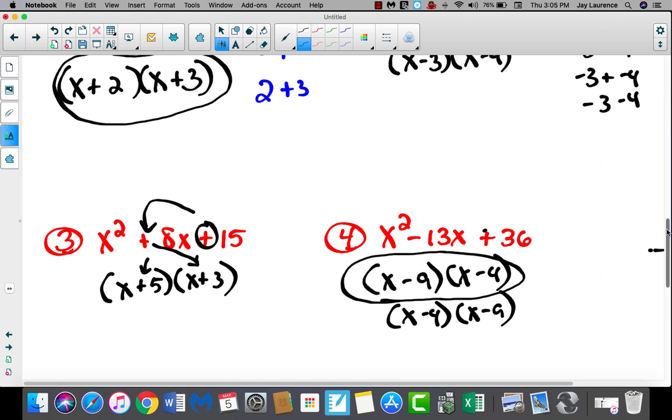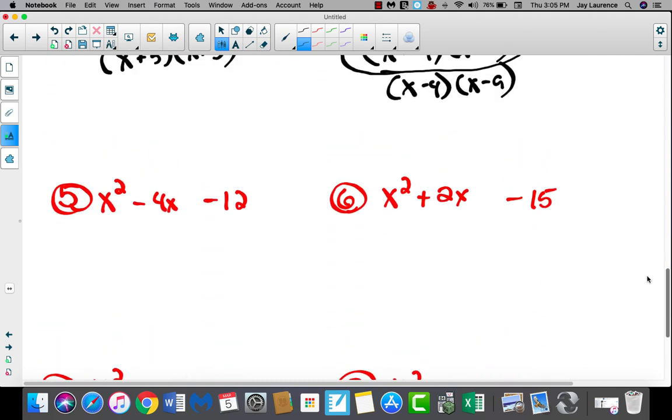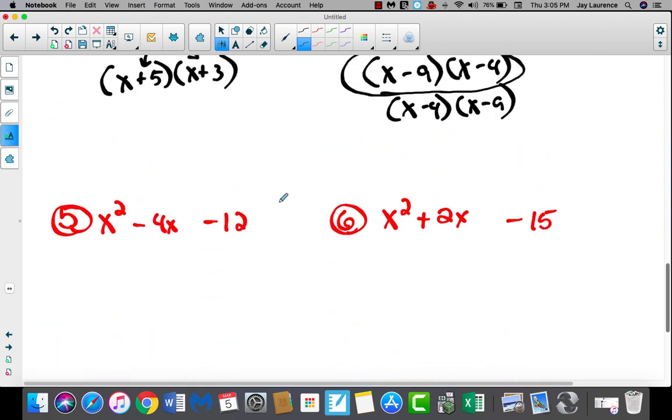Okay, couple more examples here. Now, in this case, 5 and 6, the C term is negative. I still want the factors of 12. 1 and 12, 2 and 6, 3 and 4. I know I'm done. But I'm not going to add them this time. I'm going to subtract them. Why am I going to subtract them, Kyle?